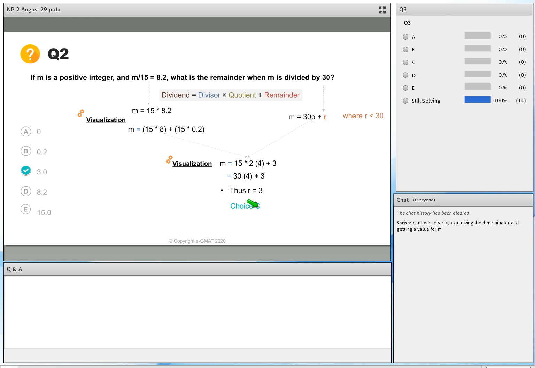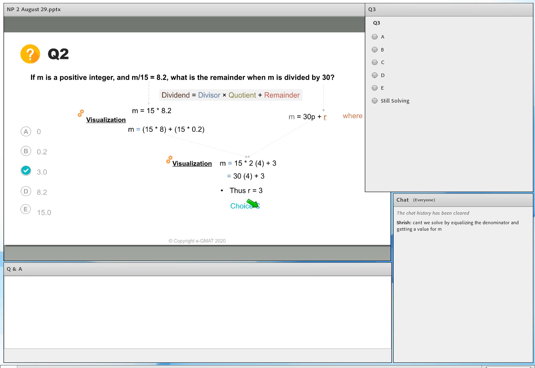Can't we solve by equalizing the denominator and getting a value for m? Yeah, you can get a value for m and then solve it. That's not the fastest way to do it. That's not the efficient way of doing it. Everyone, please mark still solving, and I'll be showing you the next question.